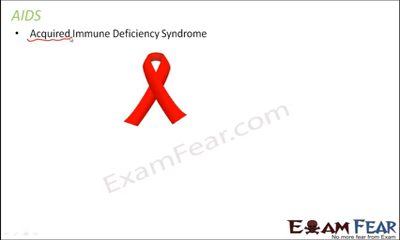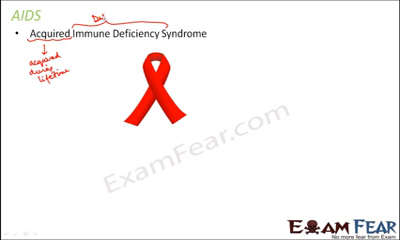Acquired, that means this disease is acquired during the lifetime. So it is not a congenital disease. So it is acquired after birth, during the lifetime. Now since it is acquired, there would be ways to prevent it as well. Next is immunodeficiency. What does that mean?